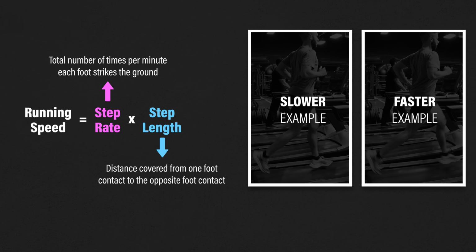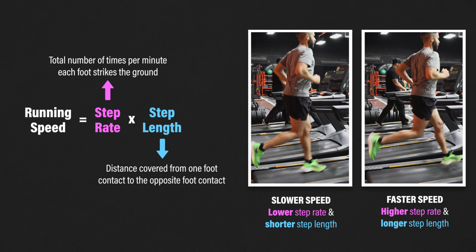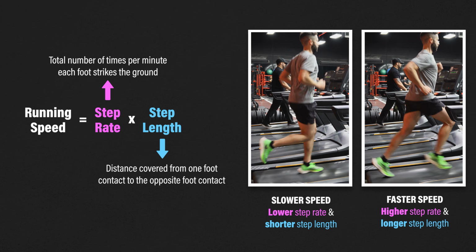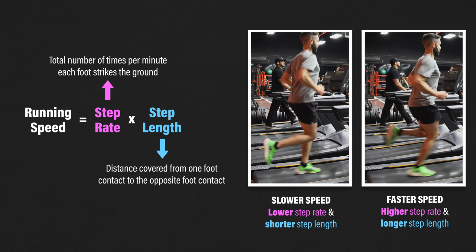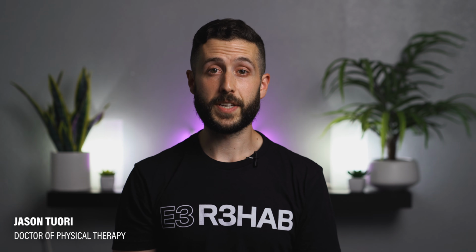At its simplest, running speed is the product of your step rate and step length, or the distance covered from one foot contact to the opposite foot contact. Faster speeds result from a higher step rate and a longer step length. This is an important relationship that we'll be revisiting later because manipulating one of these variables may necessitate a change in the other.